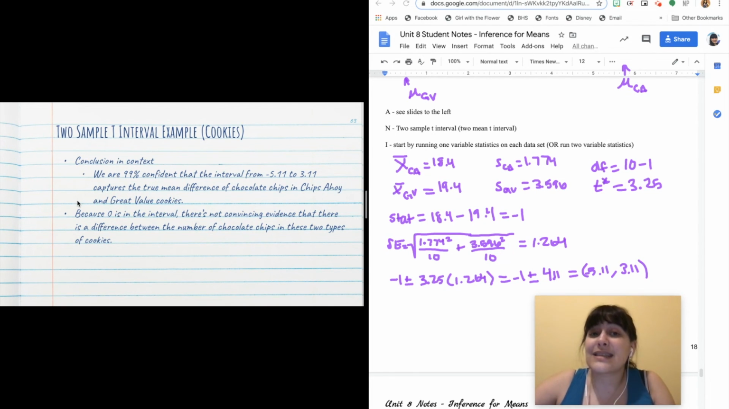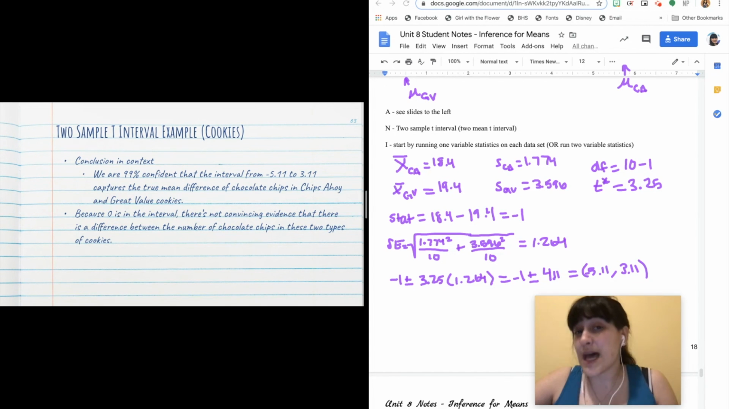They did not ask this in this problem, but it's a very common thing for AP questions to ask: they'll give you a claim, and you have to evaluate the claim based on your interval. Because 0 is in this interval, there being no difference between those two brands is a possibility, and a very likely possibility because we said we were 99% confident. So we would say that there's not convincing evidence that there is a difference between these two types of cookies because 0 is in the interval.